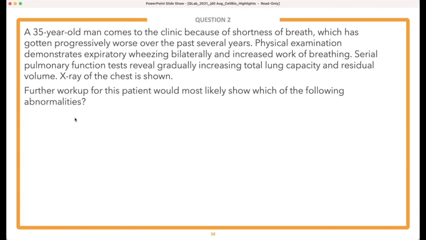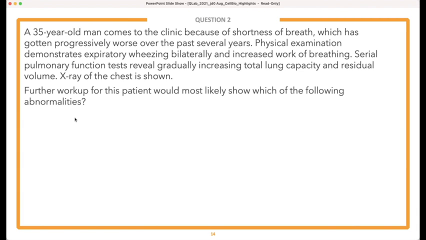A 35-year-old man comes to the clinic because of shortness of breath, which has gotten progressively worse over the past several years. Physical examination demonstrates expiratory wheezing bilaterally and increased work of breathing. Serial pulmonary function tests reveal gradually increasing total lung capacity and residual volume. An X-ray of the chest is shown. Further workup for this patient would mostly show which of the following abnormalities. And again, we'll ask you to think about how many steps it would take for you to reach the answer. And while you're doing that, we'll turn it over to Paris. Paris.